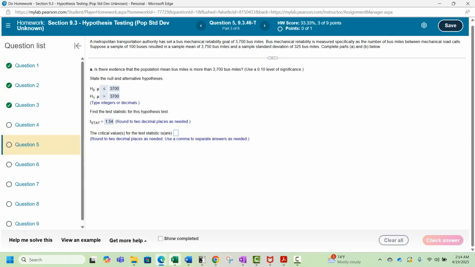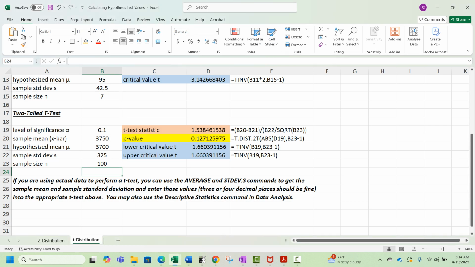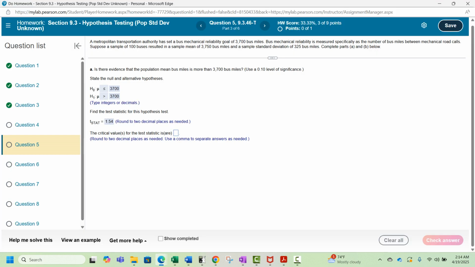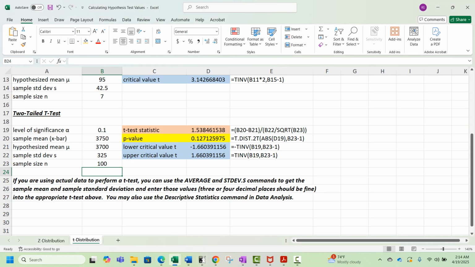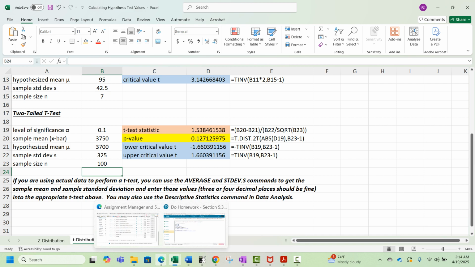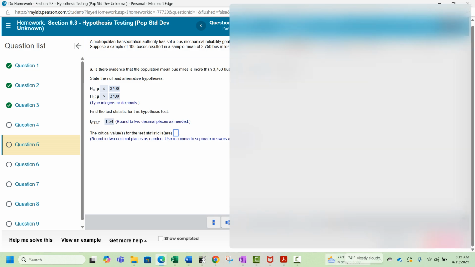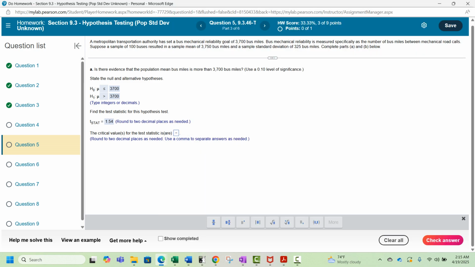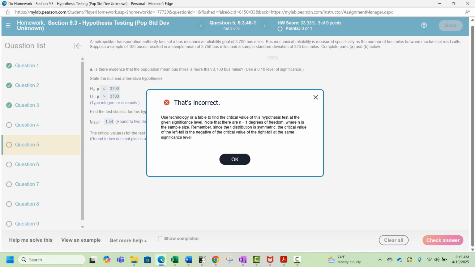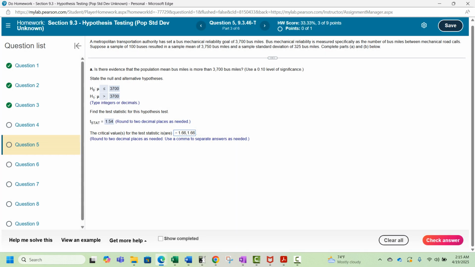The critical values are, what was it, 2 again? Negative 1.66, positive 1.66. Nope. Negative 1.66, comma, positive 1.66. Wait, well, I guess I wasn't. Negative 1.66, positive 1.66. Wait. Did I mistype these? Let's see.